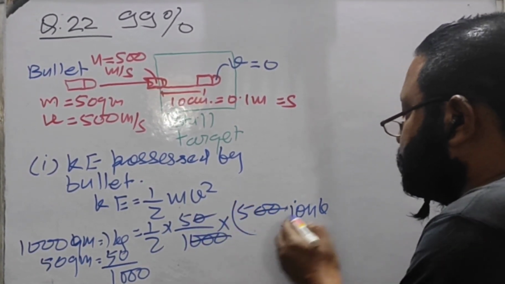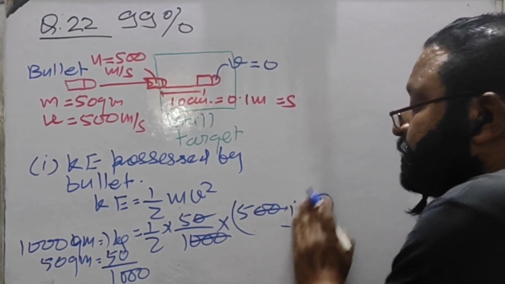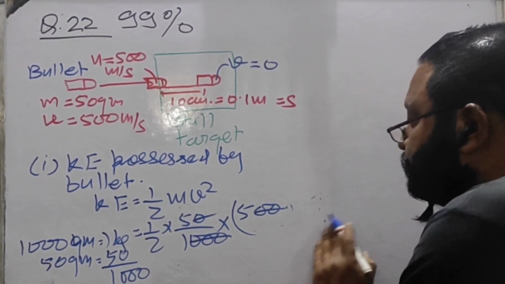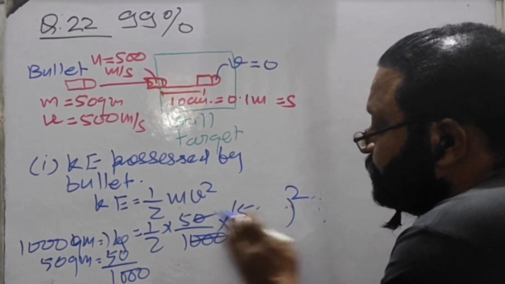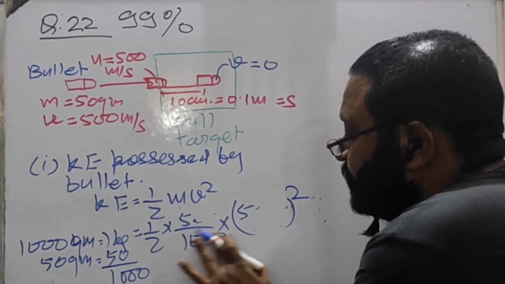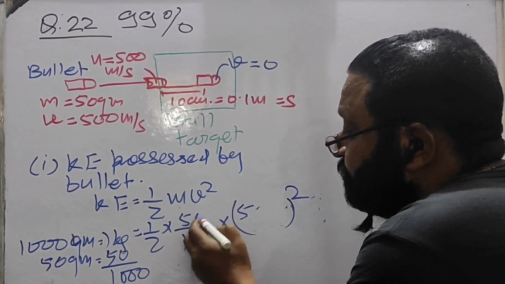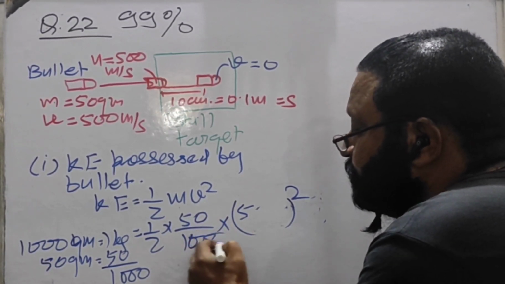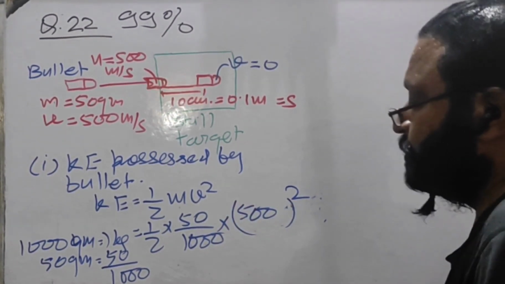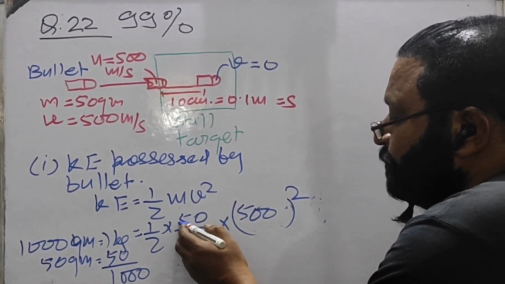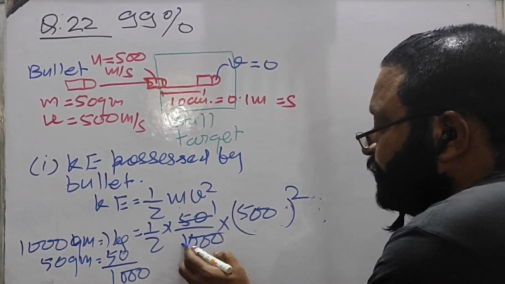So it should be in square. Half m v square, right? Yes, it should be. I made a silly mistake, man. So this is 50, this is 1000, this is 500 square. So 50 fives are 250, and so on.